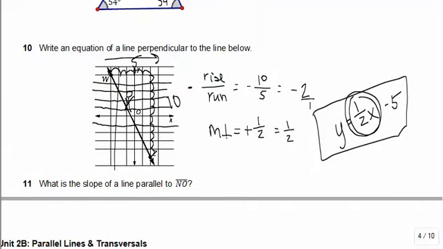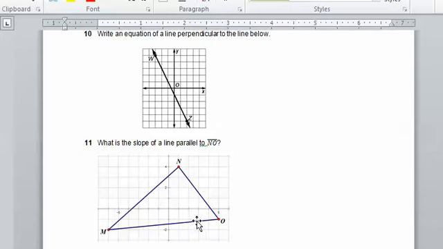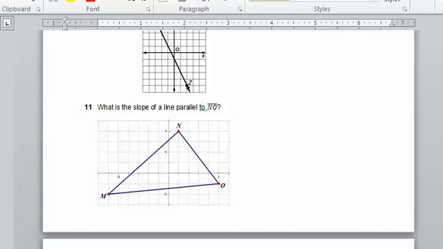What is the slope of a line parallel to NO? Well, it would help if it had printed whatever NO was. Oh wow, it missed a lot. Okay, so NO, we go up 1, 2, 3, 4, 5.